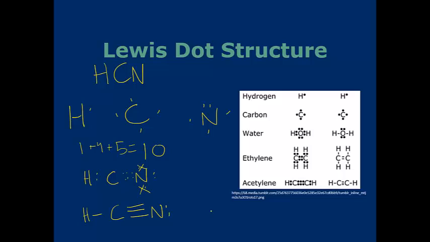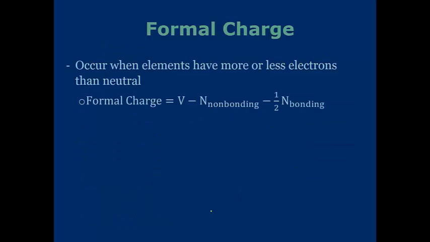To the right are some examples of other Lewis dot structures. It's in your best interest to practice drawing these for the future. Formal charge occurs when elements have more or less electrons than neutral, and the equation for which is listed below. Let's go through an example.